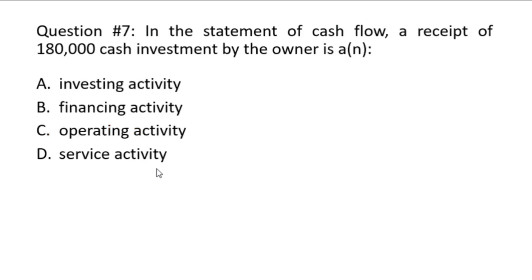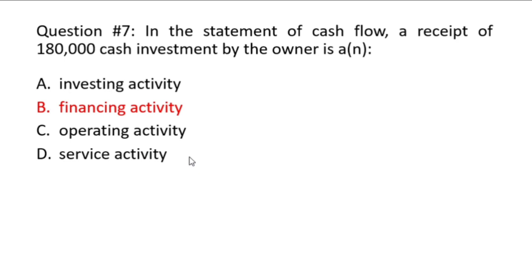Last item tayo, question number 7. Statement of cash flow naman ito. And in the statement of cash flow, a receipt of 180,000 cash investment by the owner is an investing activity, financing activity, operating activity, or service activity. The answer there should be what? Cash investment by the owner. Cash investment. Baka ang isipin mo that is an investment. Pero ang tamang sagot dyan ay letter B. That is a financing activity.